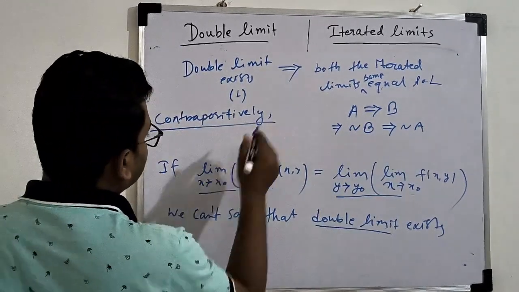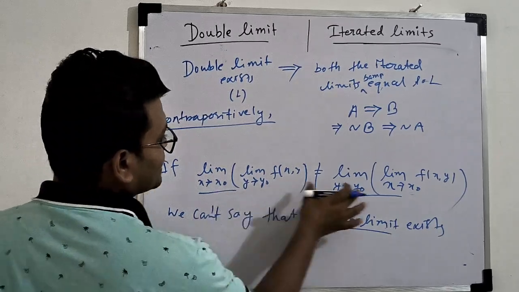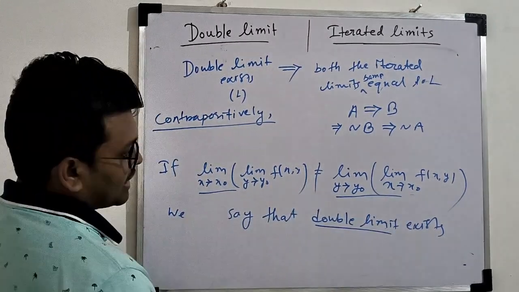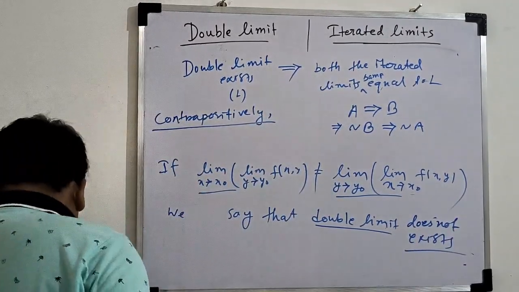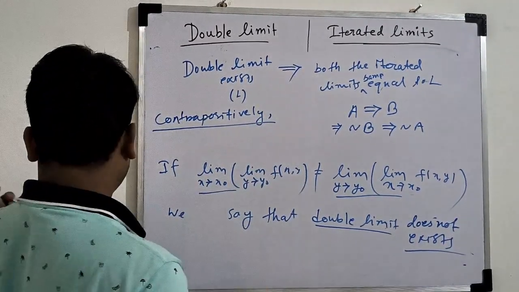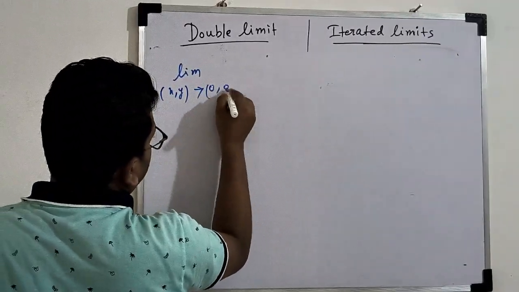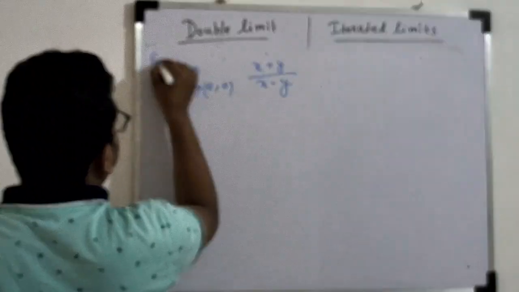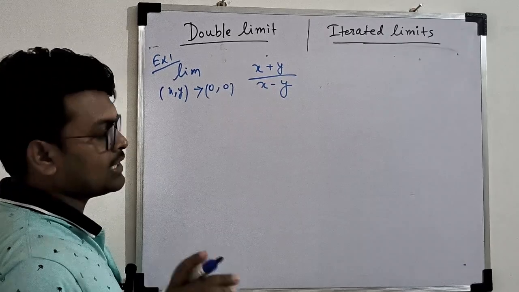So contrapositively, if these limits are not equal, if we get that these iterated limits are not the same, then we say that the double limit does not exist. So now we discuss some examples regarding these results. First of all, limit (x,y) tends to (0,0) of (x plus y) by (x minus y). This is a simple example. So we discuss the existence of this limit by iterated limits.